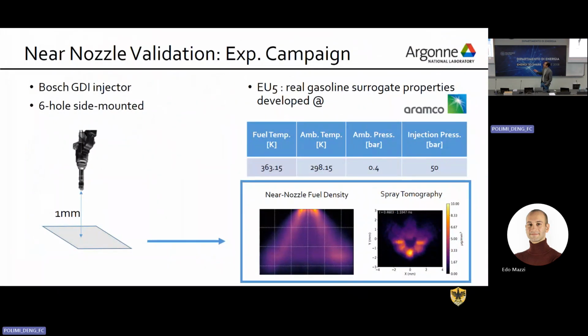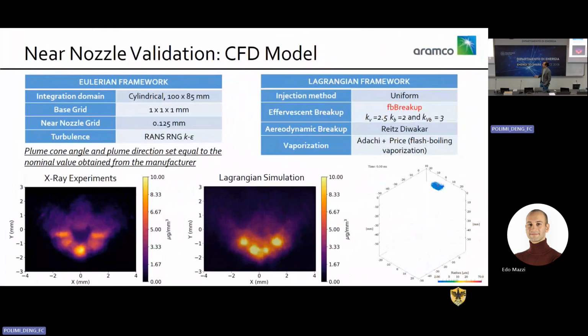We exploited this work that Aramco commissioned to Argonne. This is for a 6-hole side-mounted injector. This is obviously a flash boiling injection condition that we consider. But I want to underline the fact that we are not injecting isooctane, but a real gasoline surrogate, which was, let me say, developed at Aramco. It's a surrogate of U5 gasoline, and this is what we get.